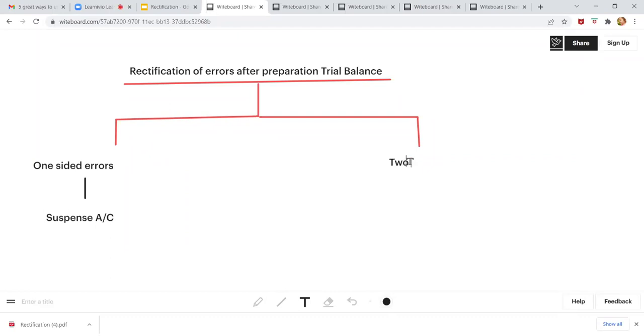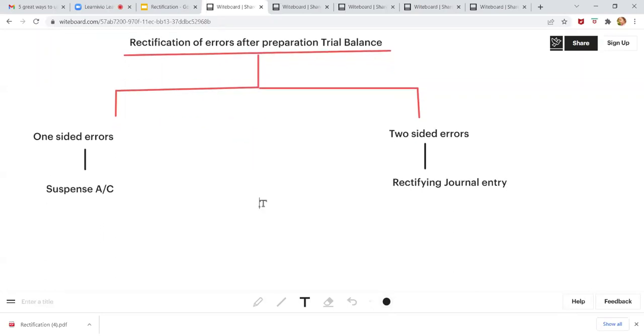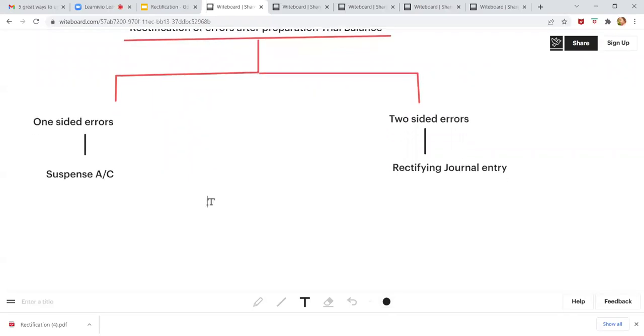And here we have two-sided errors, which we can rectify by passing a rectifying journal entry. All right. So in the previous class, we discussed how to pass the suspense account entry for one-sided errors, right? Now in today's class, we will discuss how to prepare the suspense account.